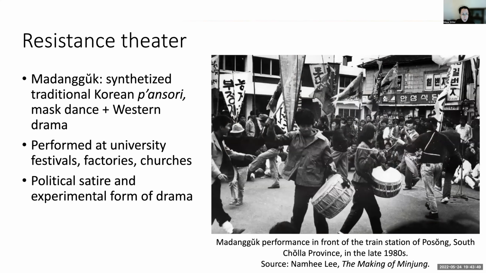So, Madangguk, which literally means theater performed in the yard, is another important element of Minjung art. It's a type of theater that was created by political activists in the 1970s as a form of social protest. Scholars such as Nami Lee refer to it as resistance theater, and I think that makes sense. By the 1980s, Madangguk had evolved into a utopian form of cultural and political expression.